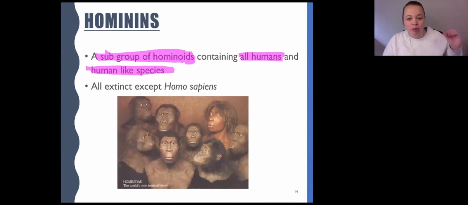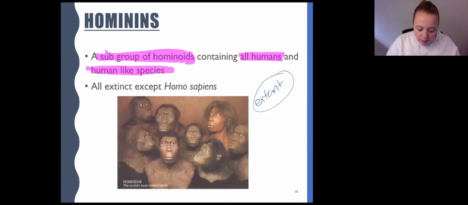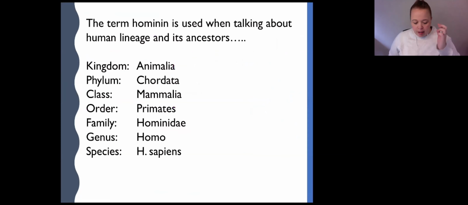We are the only extant, or living, so extant is the word that I just said then. So extant means we are the only living species. We are the only extant species of hominin. And so this is how it goes. The term hominin is used pretty much to determine all this bit down here, this genus down here. So if we share the genus Homo or even a genus Australopithecus, which I'll get to in a second, these are all hominins.